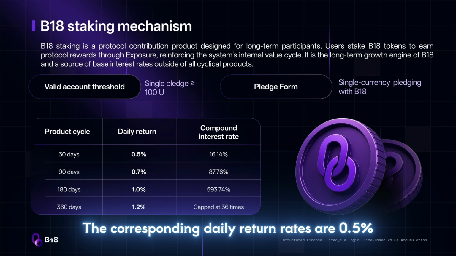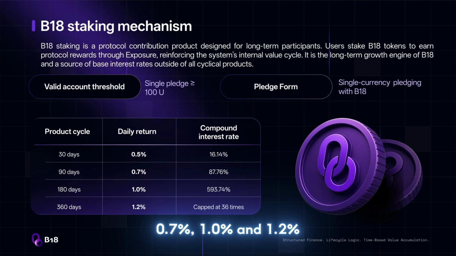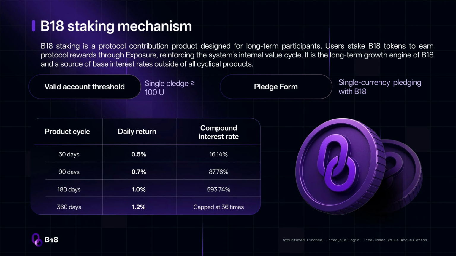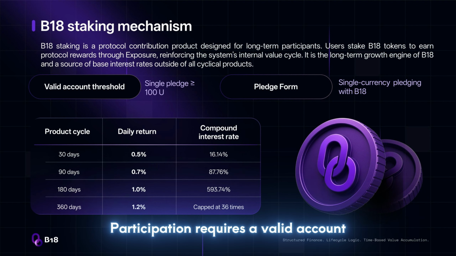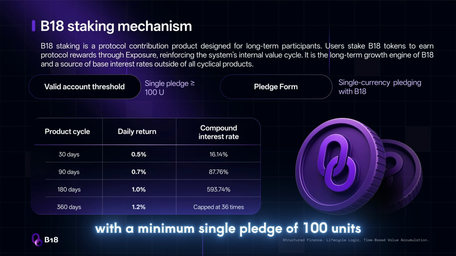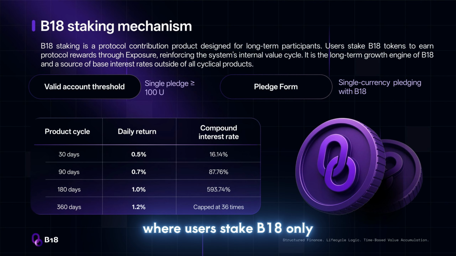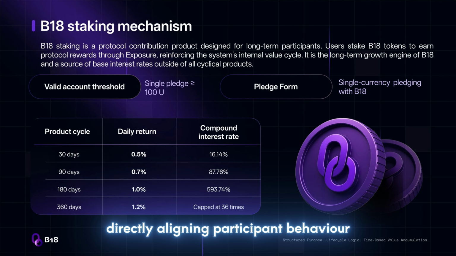The corresponding daily return rates are 0.5%, 0.7%, 1.0%, and 1.2%. Returns follow a compound interest structure, with cumulative returns capped at 36 times. Participation requires a valid account, with a minimum single pledge of 100 units. Staking follows a single currency pledge model, where users stake B18 only, directly aligning participant behavior with the protocol's long-term value growth.